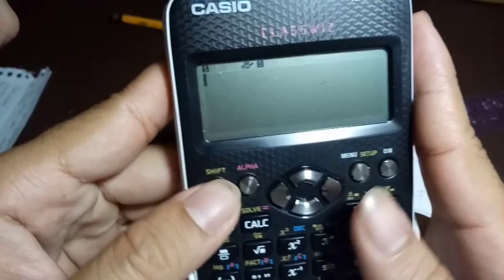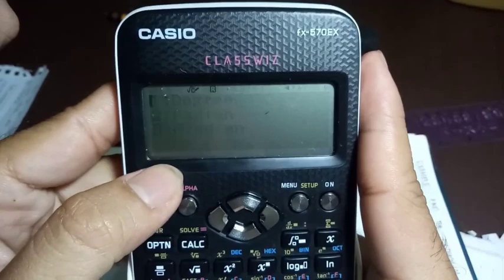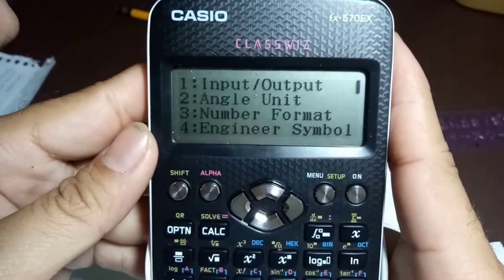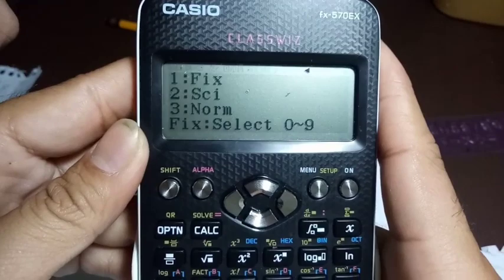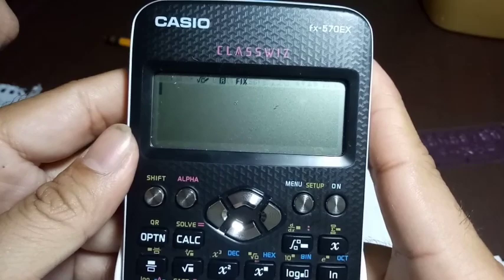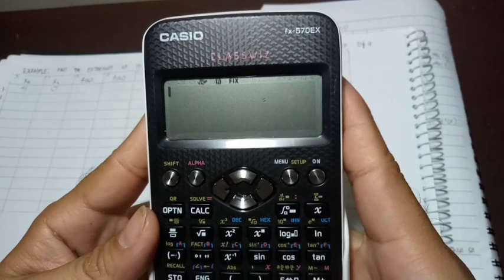Shift menu, then to angle, then press 2 for radian. Then we need to set our calculator to 5 decimal digits only. Shift menu, 3 number format, then press 1 for fix and select 5 for 5 decimal value. So now, the calculator is set, so we can now start iteration. Let's input the equations and formula to the calculator.